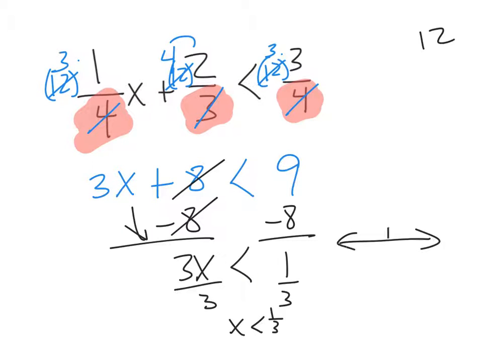Let's go ahead and graph it. Alright, it's open because it's less than, and all the numbers that are less than 1/3 are to the left. And that right there is 4 quick problems on multi-step inequalities.